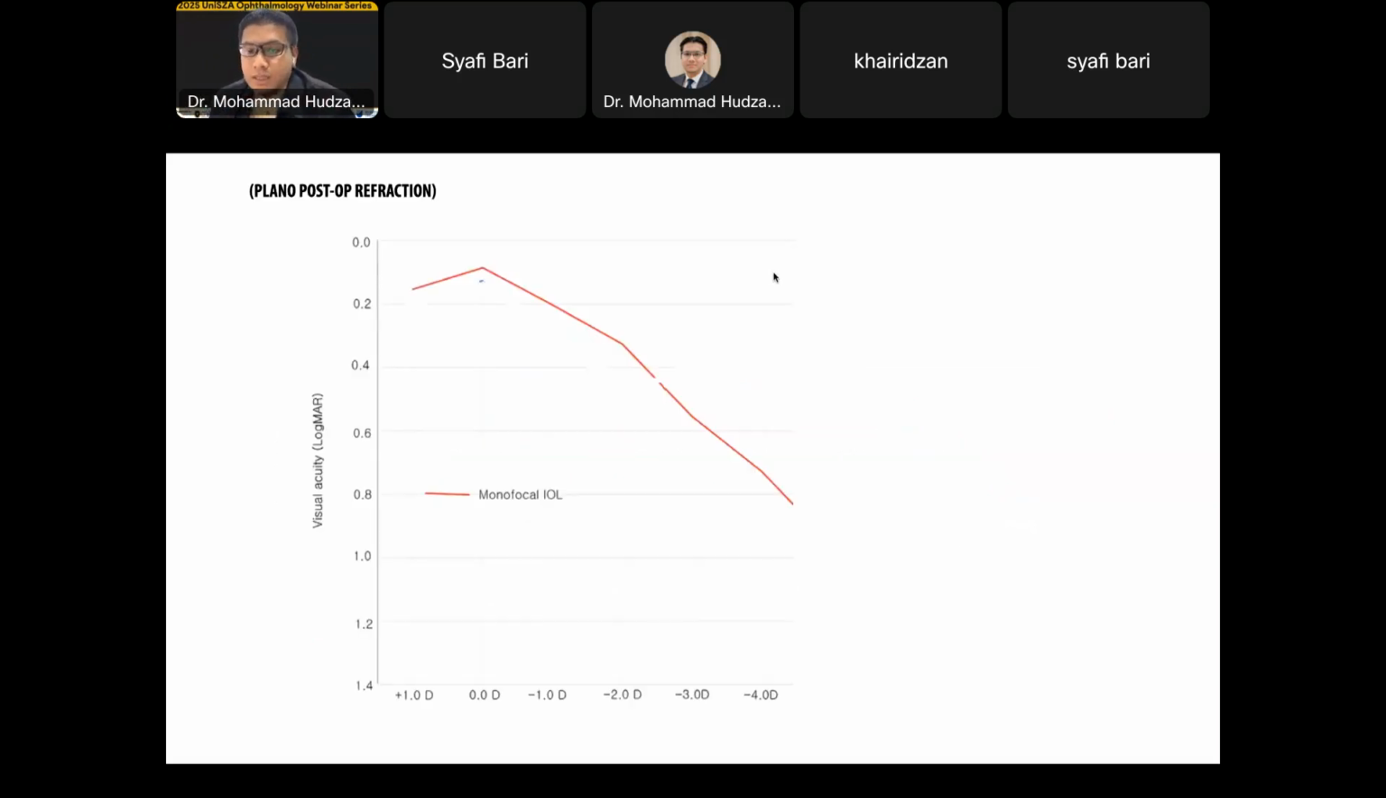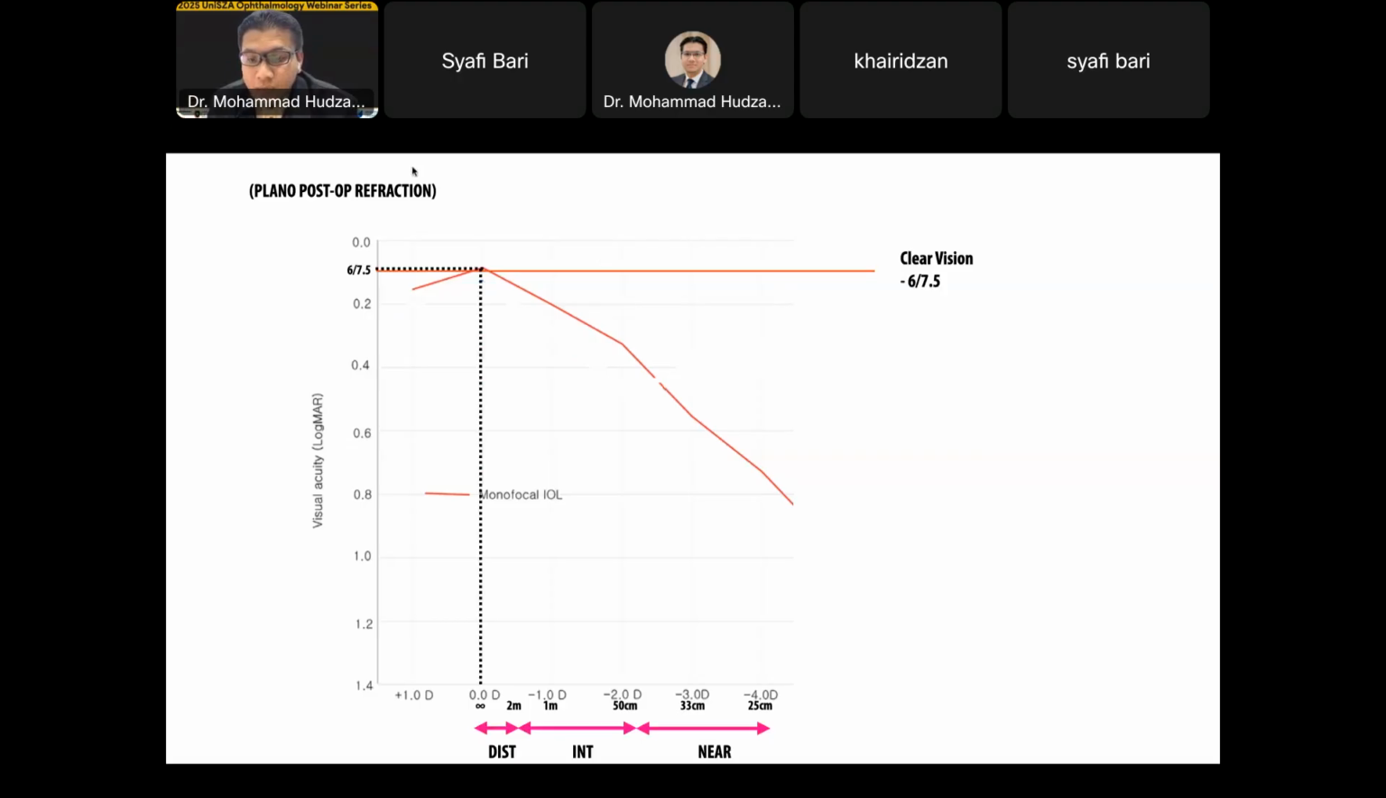Okay, now if we look at the current trend, I think most of us are taught that sometimes we just aim the patient to a bit of minus. For example, in the myopic patient, right? Just aim a bit minus lah, can. So if we look at the defocus, the behavior of the lens, this is a monofocal lens, example. If we aim the patient at plano, patient will get a 7.5 vision at infinity. And the near vision is at 6/24 vision. Around 33 centimeters vision is around 6/24.